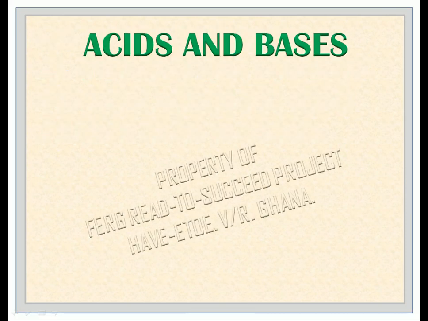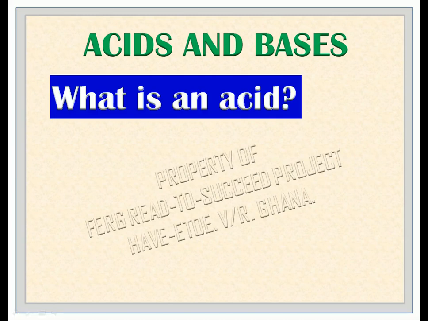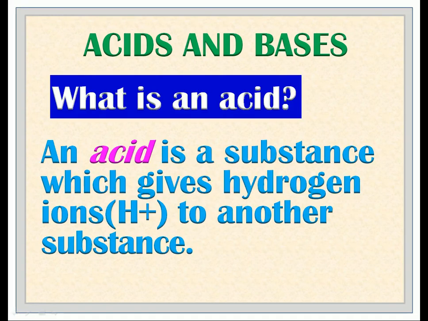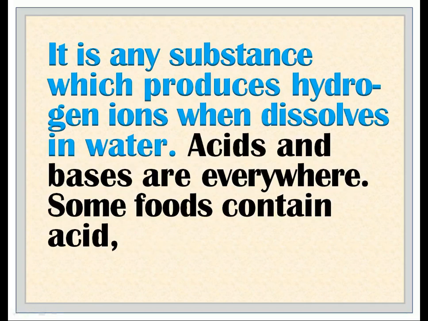Acids and bases. What is an acid? An acid is a substance which gives hydrogen ions to another substance. It is any substance which produces hydrogen ions when dissolved in water.